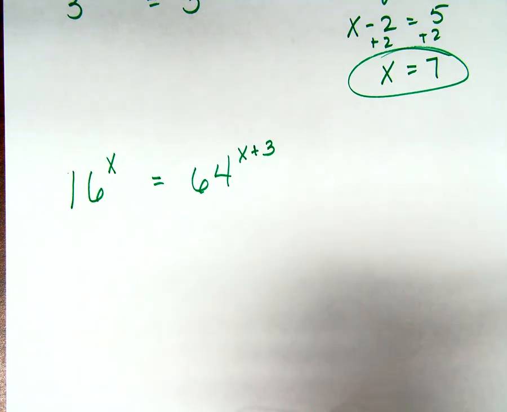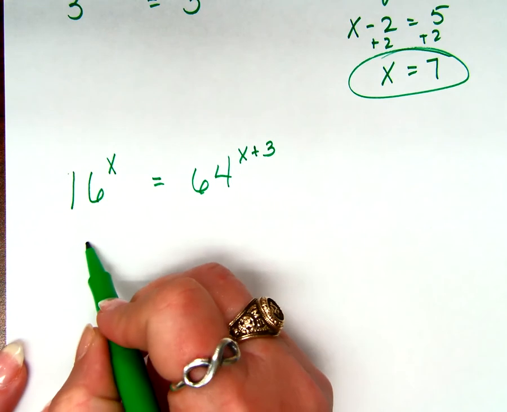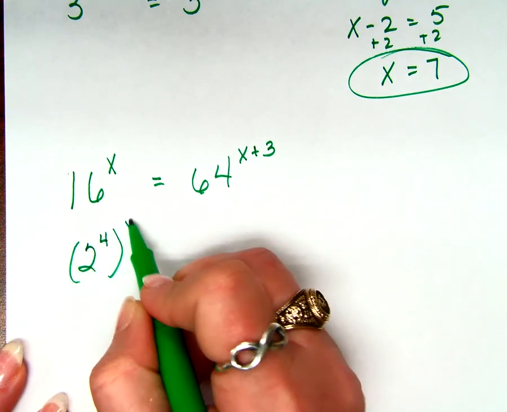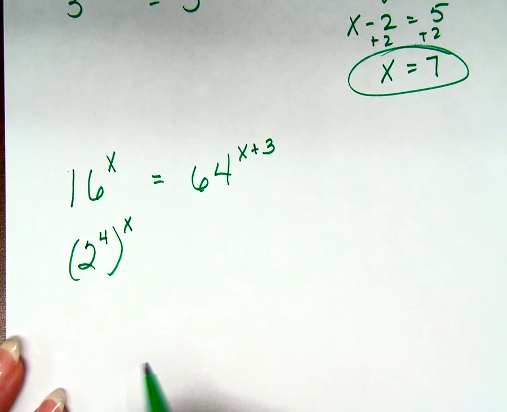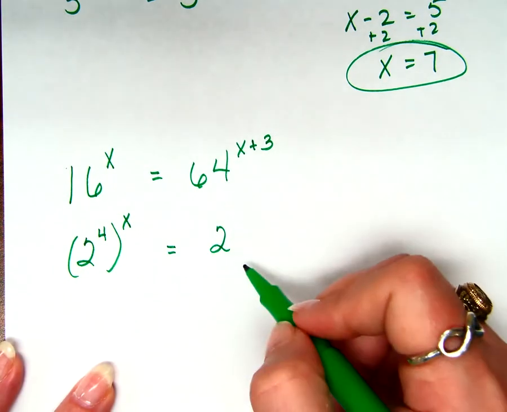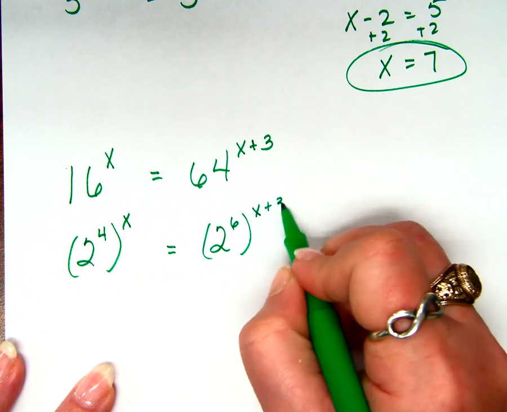So tell me right now, do you want to use 2 as a base or 4 as a base or 16 as a base? Your choice. 2? Okay. So how are we going to rewrite 16 as 2? 2 to what power is 16, you said? 2 to the 4th power is 16, and I still have that x up there, right? And we said 2 to what power is 64? 6. And I still have the x plus 3 up there.